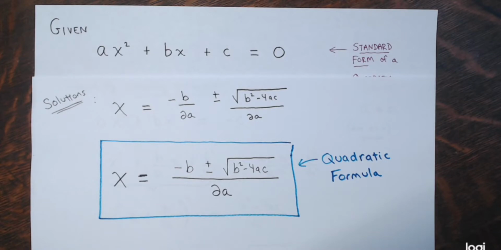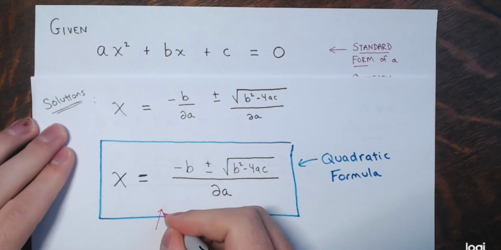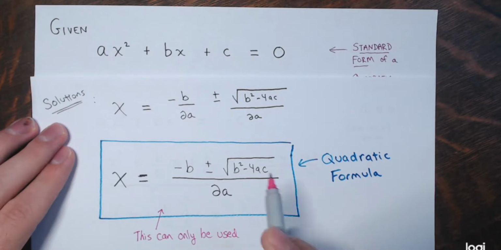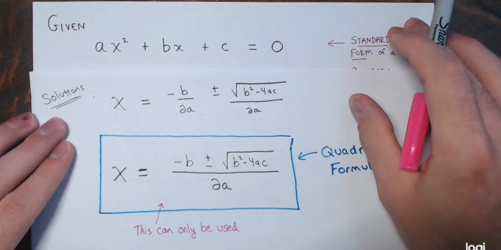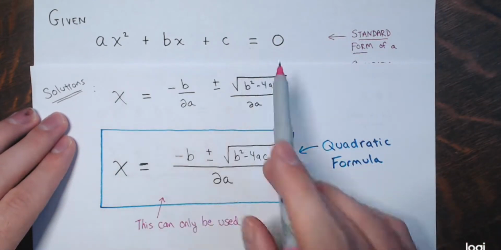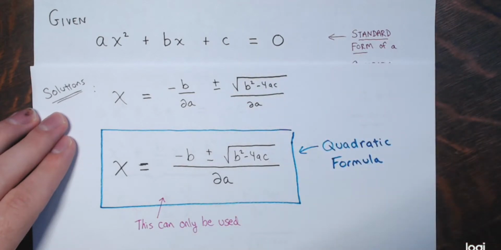So I'll write that note here. This can only be used when the equation we're starting with is in standard form, or if it's not, if the equation's not in standard form, we just have to put it in standard form, and then we can use this. So this can only be used when equation is in standard form.